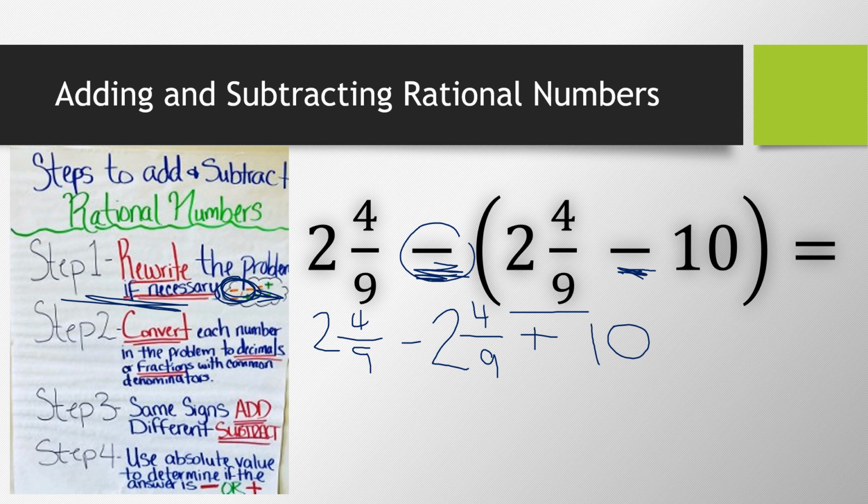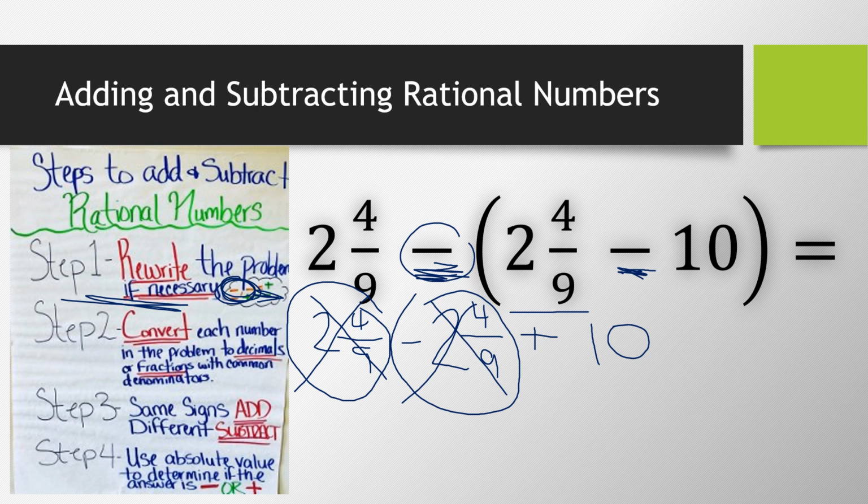So you know that if I have minus a negative, that's going to equal plus 10. So now, again, like I saw in my last problem, look, I see additive inverses. Positive 2 4/9 minus 2 4/9, I know that's going to cancel each other out. That's going to equal 0. That leaves me with 10. Now I have my answer. My answer equals 10.